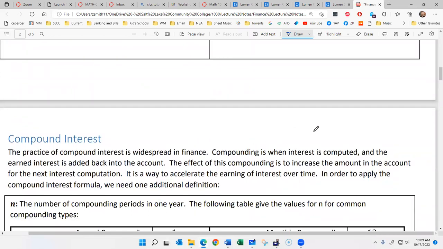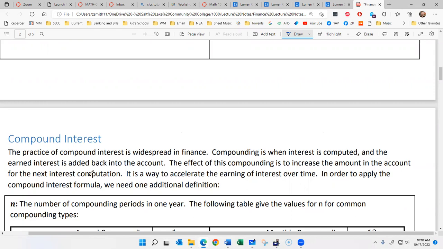Now, compound interest, widespread in finance. Compounding is when the interest is computed and the earned interest is added back into the account. So the effect of the compounding is to increase the amount in the account for the next interest computation. So it accelerates the earning of interest, or accelerates the payment you need to make on the interest if it's a loan.